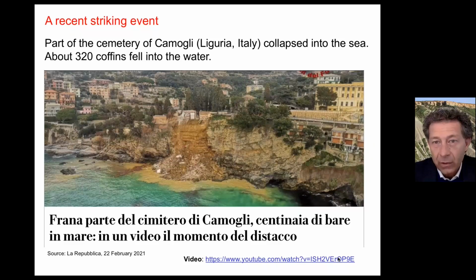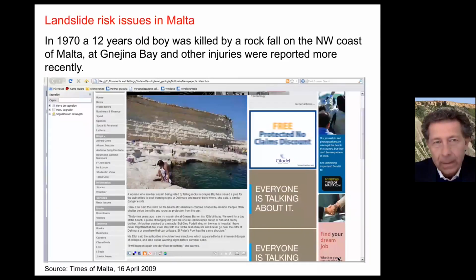So by the combination of geohazard and vulnerability, of course, you can get a high risk for population, structures, and infrastructures. I mentioned to you that I was going to focus on the Maltese Islands, where the same problem is actually affecting the coastlines. In 1970, a 12-year-old boy was killed by a rockfall along the northwest coast of Malta, which is actually the area on which we've mostly focused our attention.